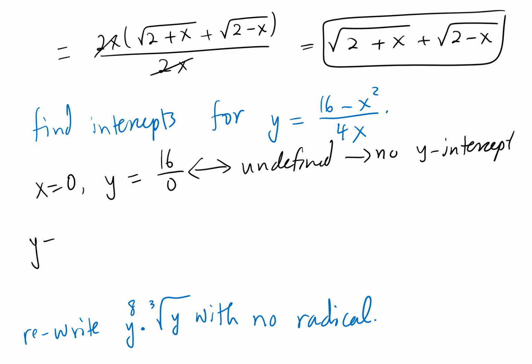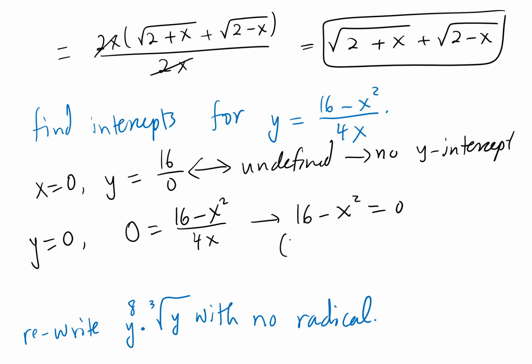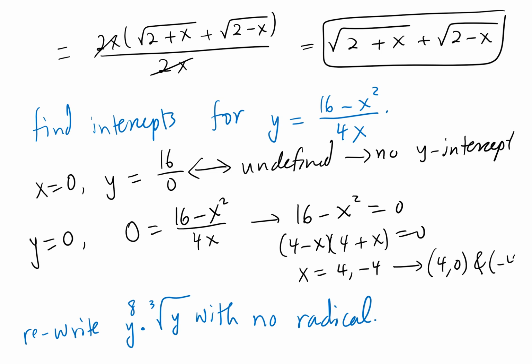How about if we set y to 0? If y is 0, we get 16 minus x squared over 4x is 0. In order for that to be 0, the numerator has to equal 0. 4 minus x, 4 plus x. So you get x equals 4 and negative 4. So we have 2 points, (4, 0) and (negative 4, 0). Those are the intercepts.